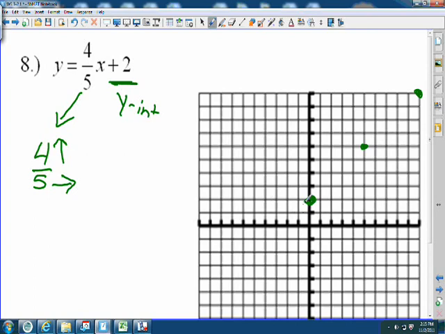Now let's go backwards. Down 4 and over 1, 2, 3, 4, 5. Down 4 and over 5. Then I can go and draw my line.